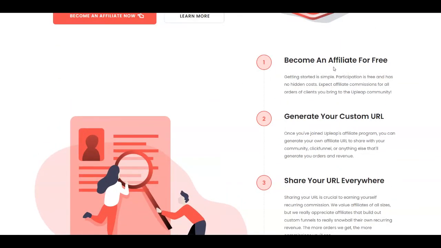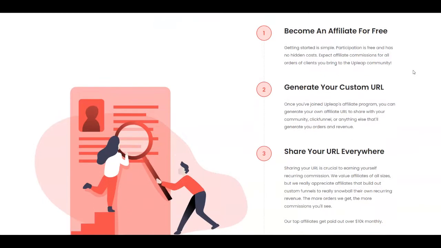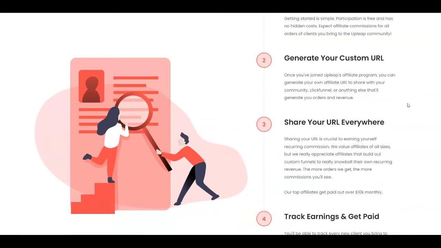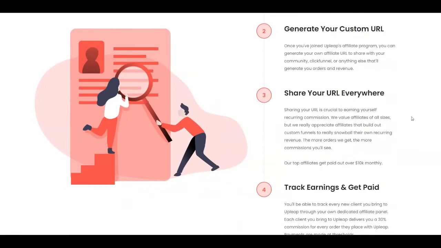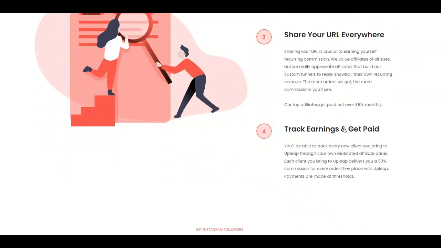Just like I mentioned, this is a free strategy. You can get started. It's very simple and I'm going to show you how. Then you're going to just generate your custom URL. You're going to get your own affiliate URLs that you can just share with other people. So share your URL everywhere. You can start sharing it in order to earn some recurring commissions. They value affiliates of all sizes, so you can even be a beginner and you can still try this out in order to get paid.